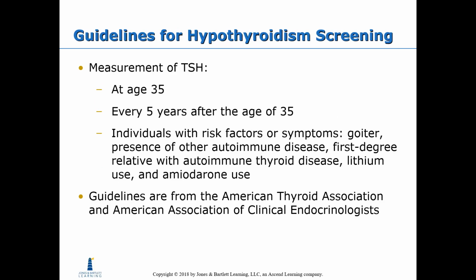Measurement of TSH. It should be measured at age 35 and then every 5 years after the age of 35. Individuals with risk factors or symptoms, goiter, presence of other autoimmune diseases, first degree relative with autoimmune thyroid disease, lithium use, and amiodarone use. Guidelines are from the American Thyroid Association and American Association of Clinical Endocrinologists.